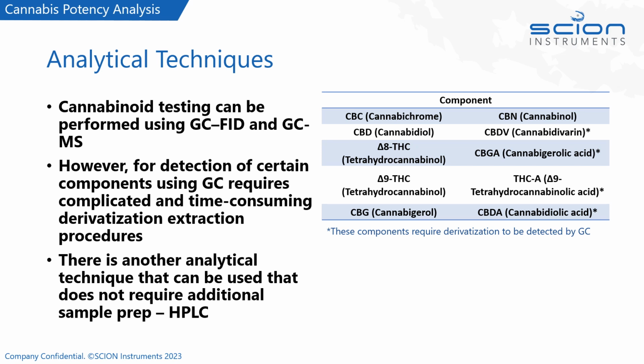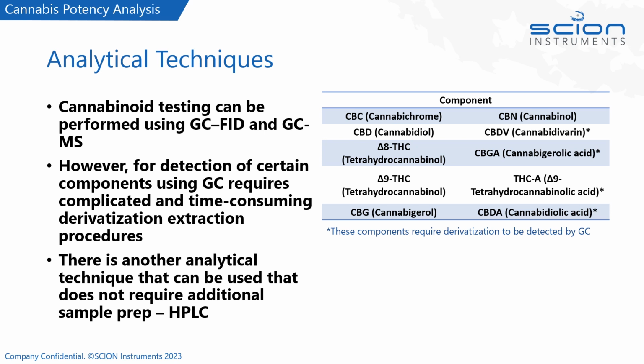Now, there is an additional technique which can be used, high-performance liquid chromatography. There is no decarboxylation using this technique, and therefore the samples can be run without the lengthy additional sample preparation steps, allowing for determination of both the acidic and non-acidic forms.